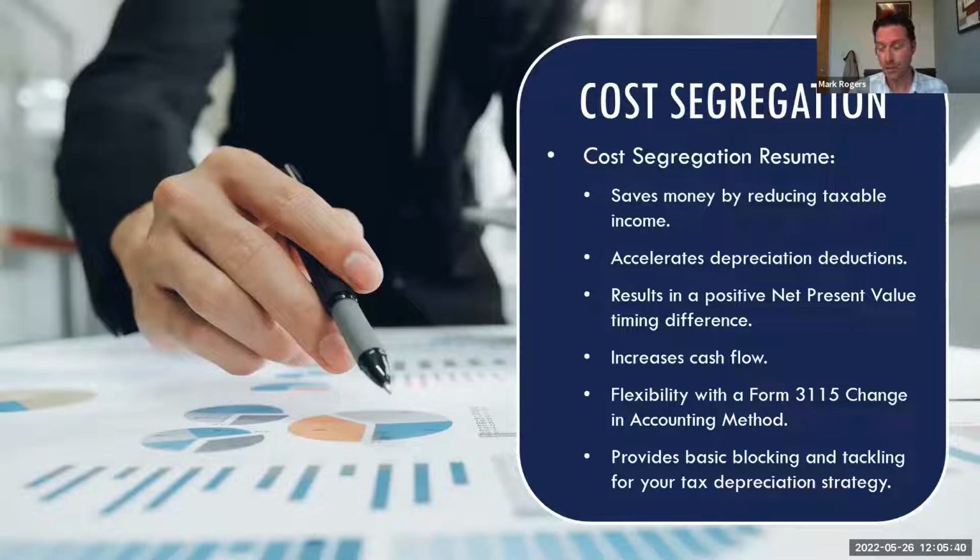It increases cash flow. Cost segregation is also very flexible. If you forget to do it in a given tax year, or maybe you don't have taxable income in a given tax year, you can go back with a Form 3115, change an accounting method, and grab that deduction. Cost segregation, it's a tried and true tax savings method that should be included in your tax strategy year in and year out.